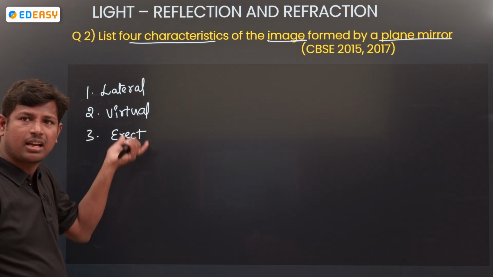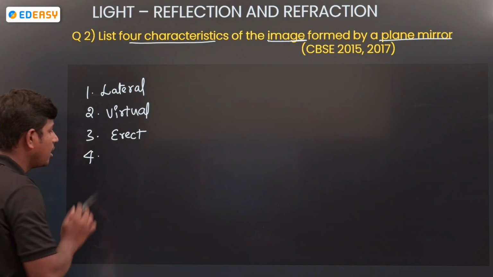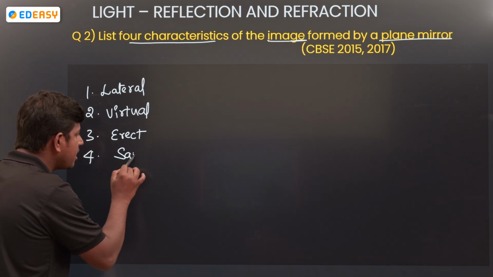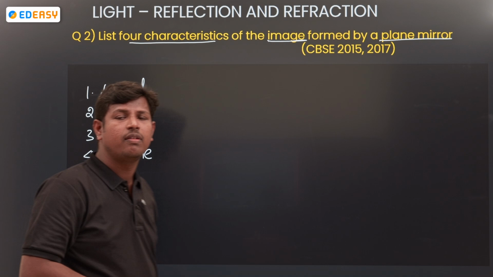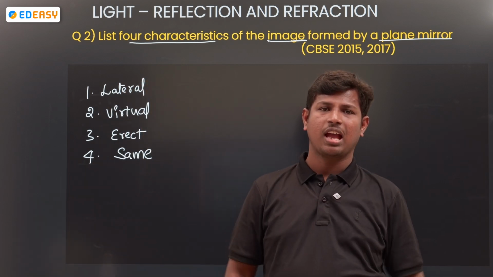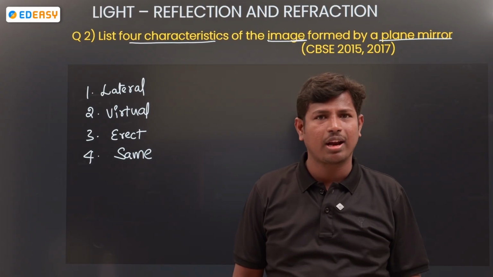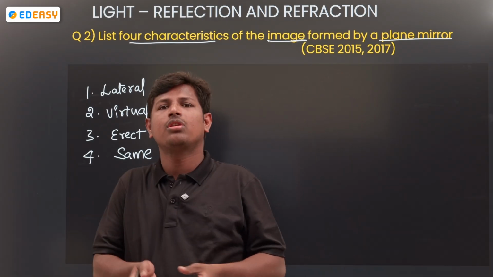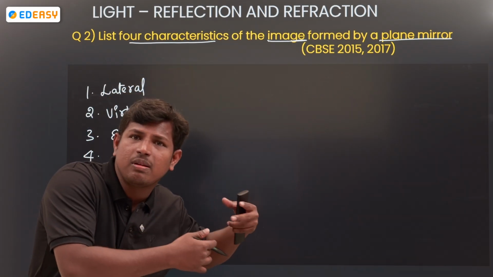It forms erect and the same size. How will the object be? The image is also the same. If I stand in front of the mirror, will I get double? No, right? Will I get thin? No. However the object is, the image will also be the same.